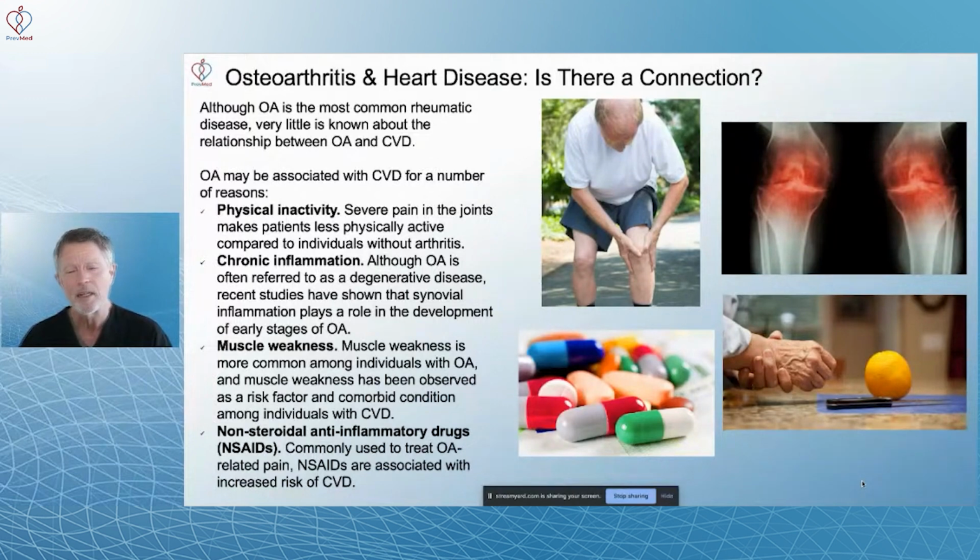Chronic inflammation. Again, this is the significant difference between OA, osteoarthritis, and rheumatoid arthritis, or psoriatic arthritis, the inflammatory arthritis. Osteo is not an inflammatory arthritis. It doesn't get nearly as much inflammation as the others, but there's still some inflammation. That's the point they're making here. It's referred to as a degenerative disease, but recent studies have shown there is synovium, or that padding, inflammation in that area. And that plays a role in the development of osteo.